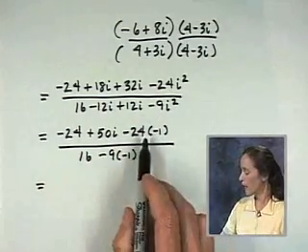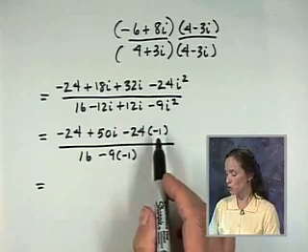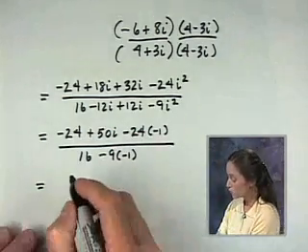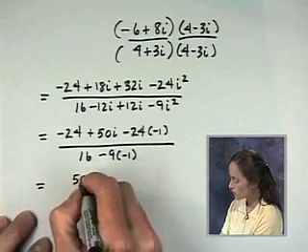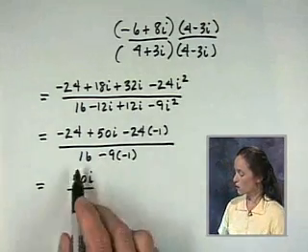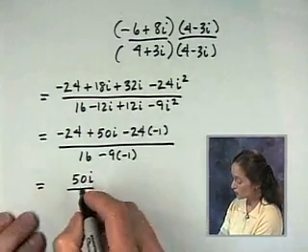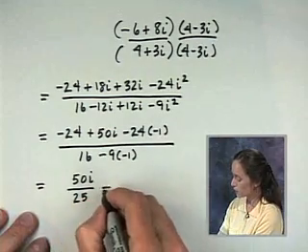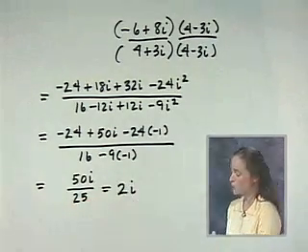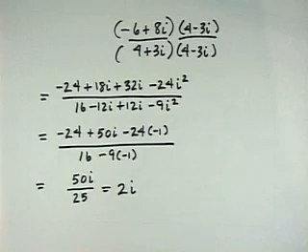Simplifying the numerator, negative 24 times negative 1 is 24, plus the negative 24 is 0, but I still have 50i. Underneath, I have 16 plus 9, which is 25. This reduces to 2i, the answer to the division problem.